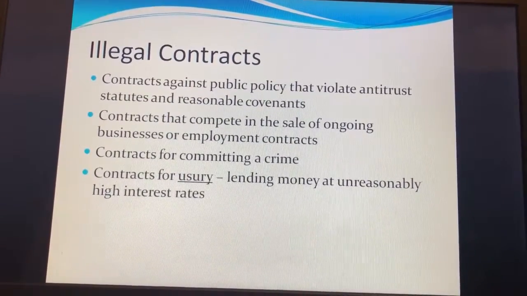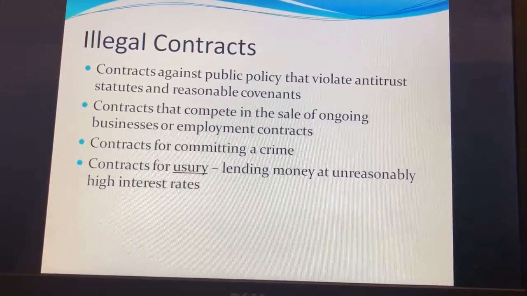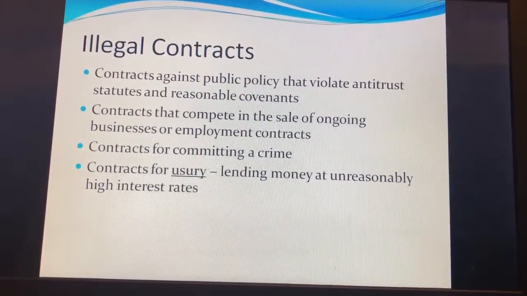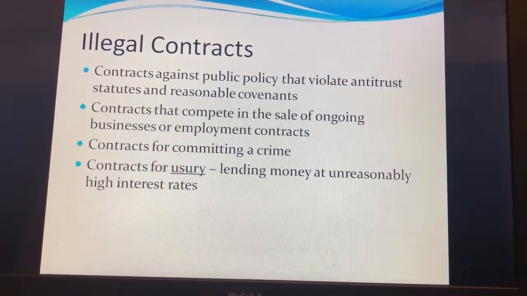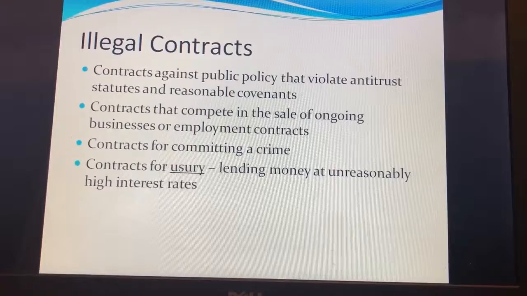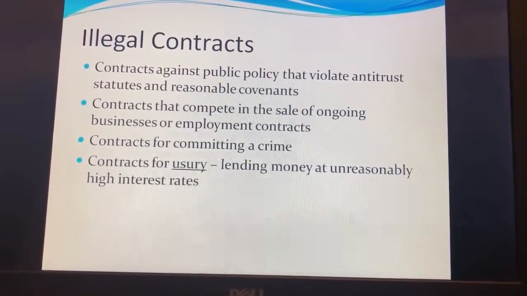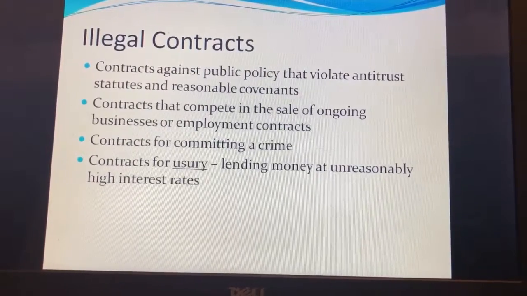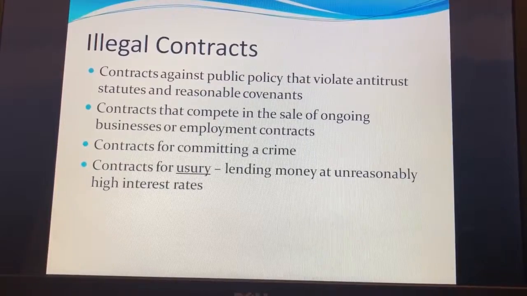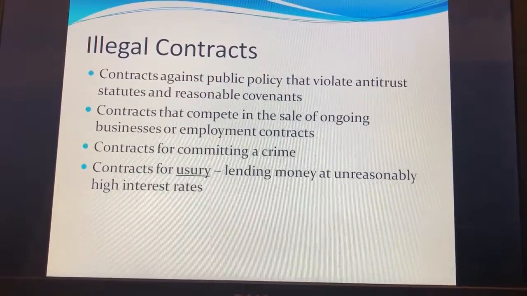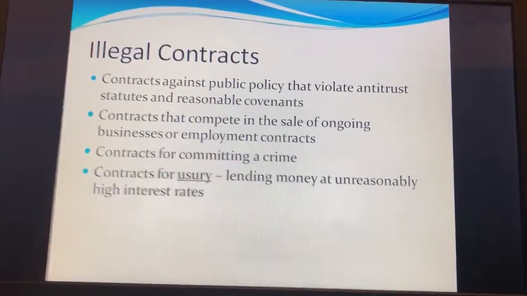Contracts cannot be made in the following situations and would become illegal: contracts against public policy that violate antitrust statutes and unreasonable covenants, contracts for competing in the sale of ongoing business or employment contracts, contracts for committing a crime, including hiring a hitman, and contracts involving usury, which is lending money at unreasonably high rates of interest.